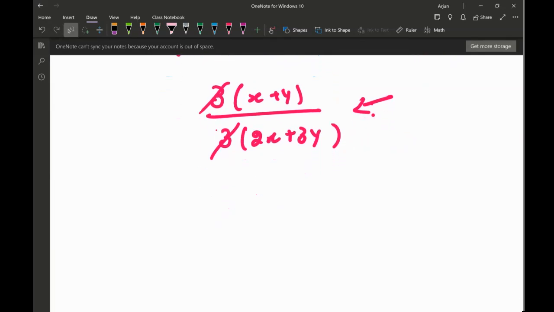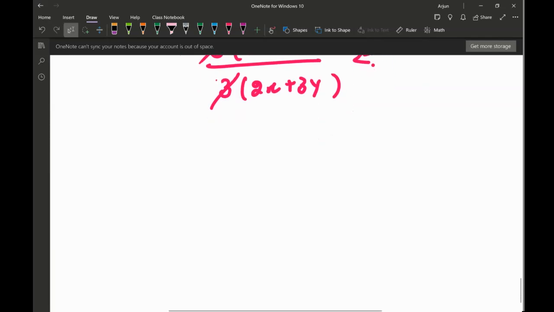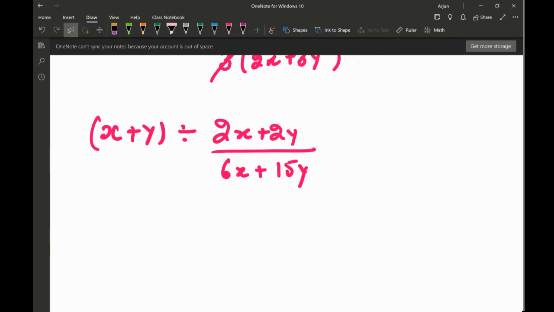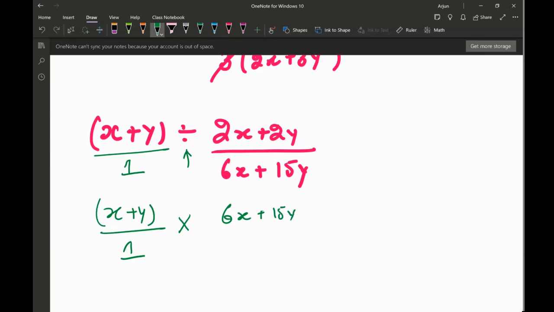Now another question which I'm going to take, that is on the division. If the question looks like x plus y divided by 2x plus 2y, and this divided by 6x plus 15y. What I'm going to do in this kind of a question is leave the first term, x plus y, as it is. I can place 1 in the denominator so that there is no confusion. This division will convert into multiplication, 6x plus 15y upon 2x plus 2y.